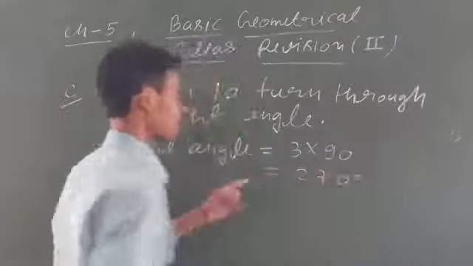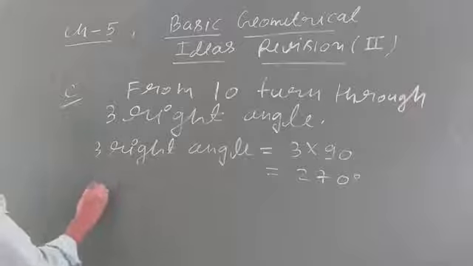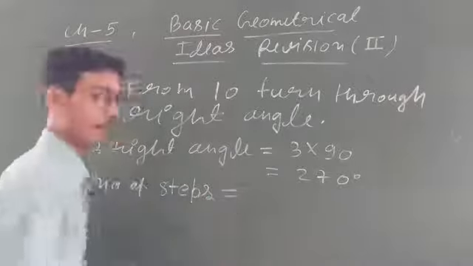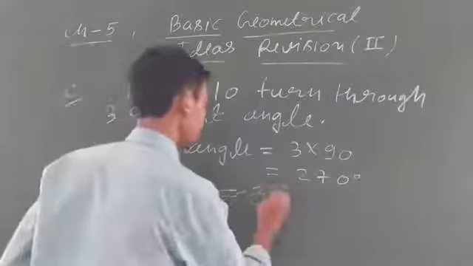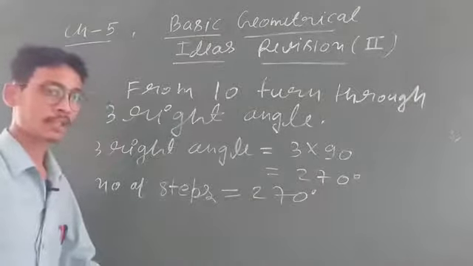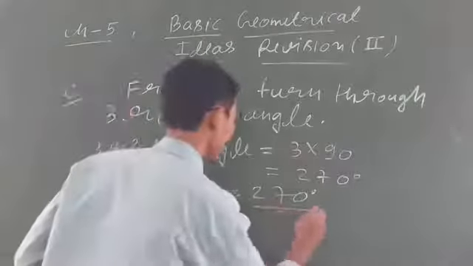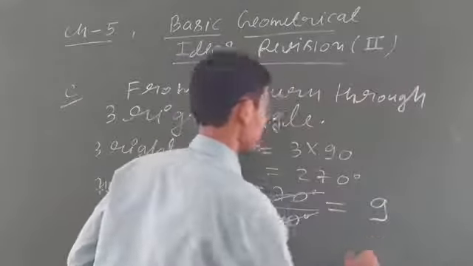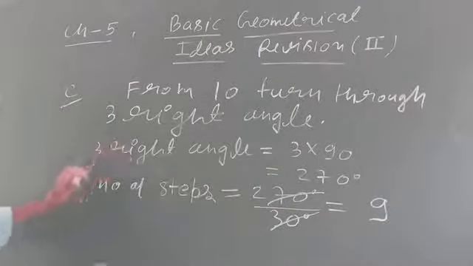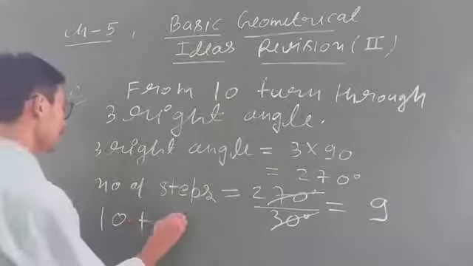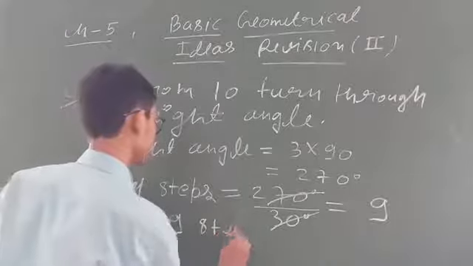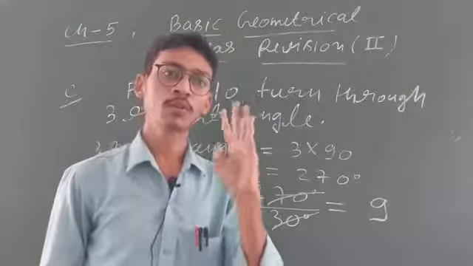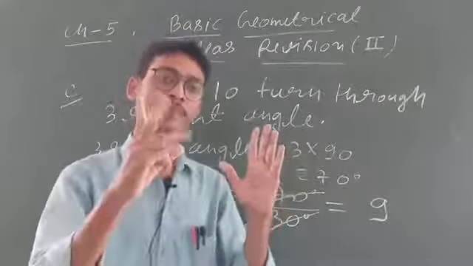So this will come 270 degrees. The same concept will apply. The next step is the number of steps. Clear everyone? How will you find the number of steps? You know that one step equals 30 degrees. I explained, at every step there is an angle of 30 degrees. You will divide it by 30 degrees. It will reduce to 9 steps, that is, number of steps equals 9. That is, from 10 plus 9 steps. Now count from 10, 9 steps: 11, 12, 1, 2, 3, 4, 5, 6, 7.